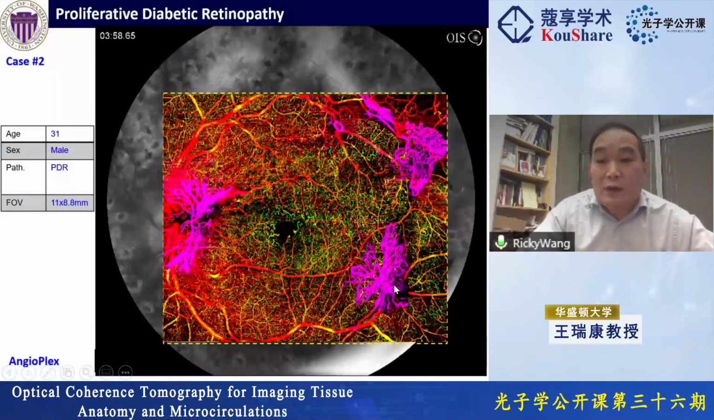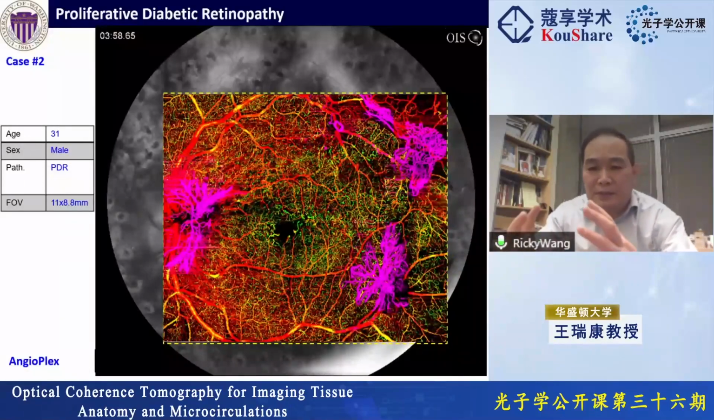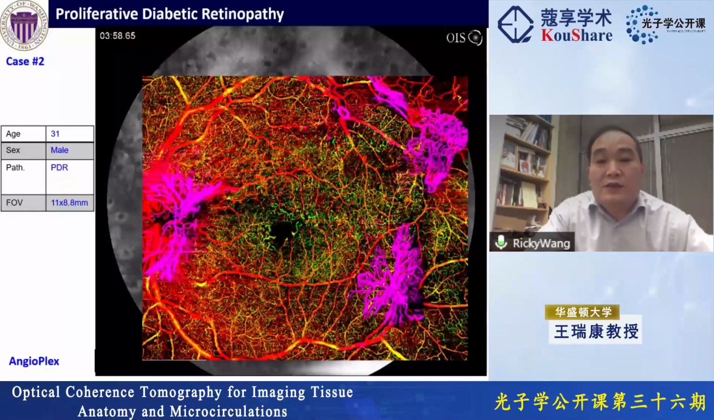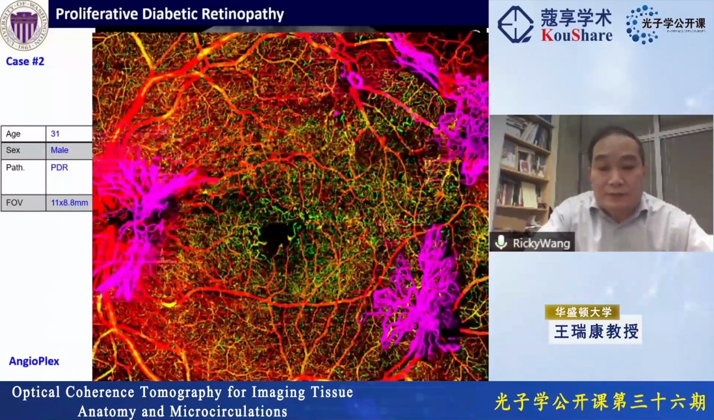And for example, if you want to use lasers to burn the vessels, then in this case, in this lesion, you have to burn this part, right? So in other words, OCT will give you very precise positional information for clinicians to treat this patient. Okay, and this is a zoomed-in image of the detailed vasculature network.